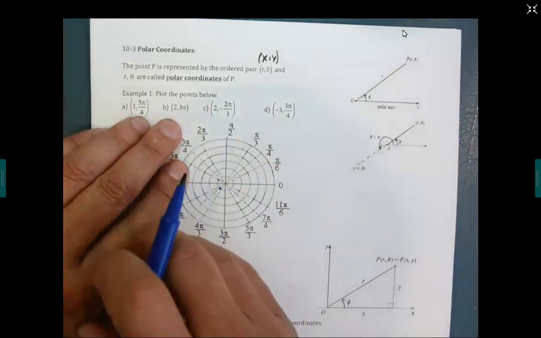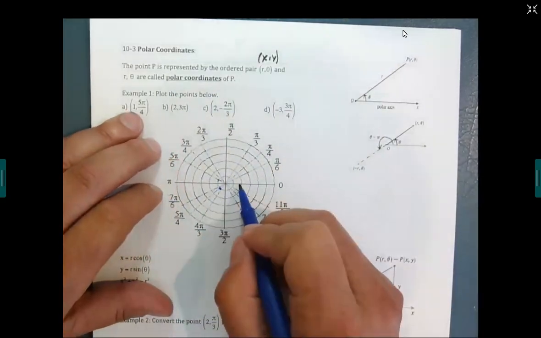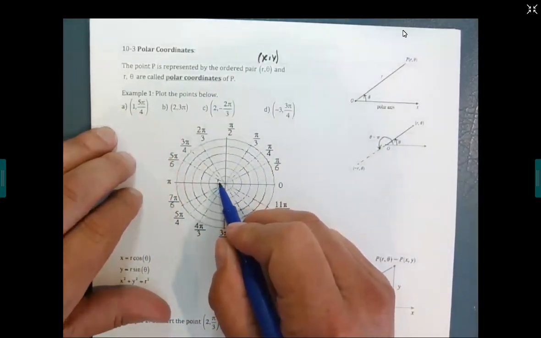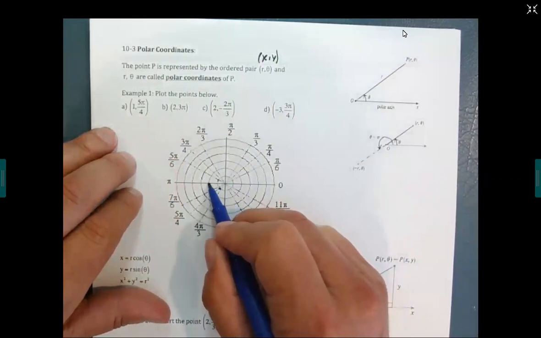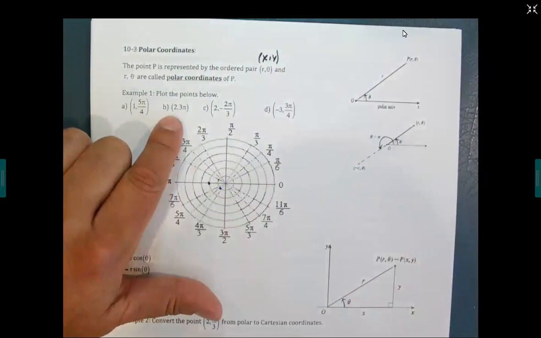Now 3π is bigger than 2π. So actually I'm going to start here, go around all the way once, and then go another π, and I'm going to go a distance of 2. So that is going to be 2 comma 3π.